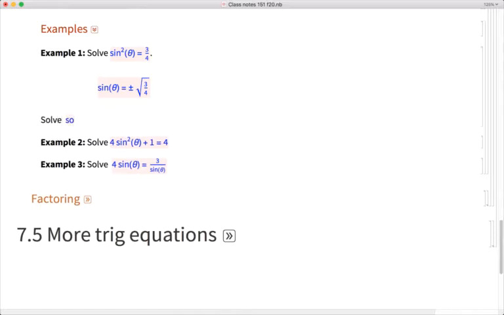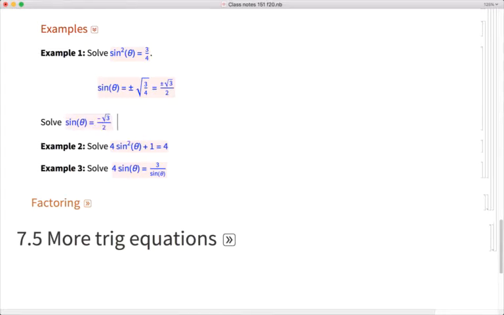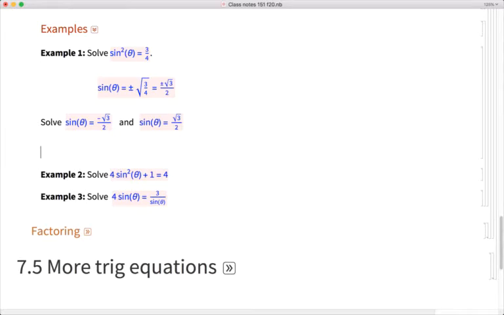Now we're going to have to solve sine of theta equals, well, let me simplify this first. The square root of 3 quarters is equal to square root 3 over 2. We can take the square root of 3 and the square root of 4 separately. So this leads to two separate equations to solve. One is sine of theta equals minus square root 3 over 2, and the other is sine of theta equals square root 3 over 2. So double the fun. How do we do this? Well, these are now basic equations.